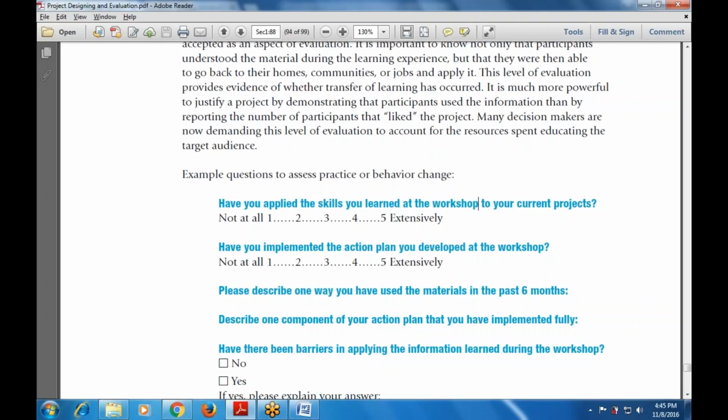Whatever you have applied, has it been implemented in a practical way? Has the material been used in the last 6 months, or the past 6 months? And describe one of the main components of your action plan, one component that will be taken out and implemented fully. Fully, in the sense of whatever implementation technique will be gathered together.